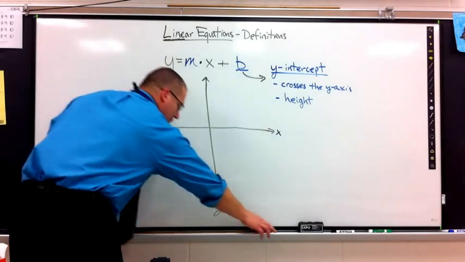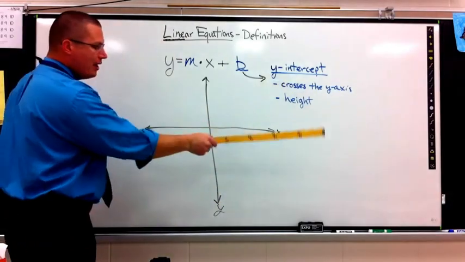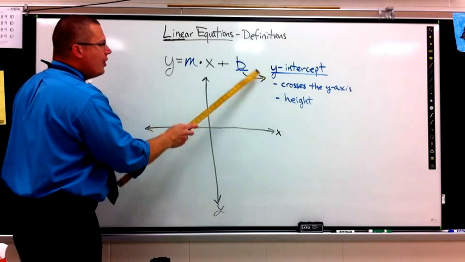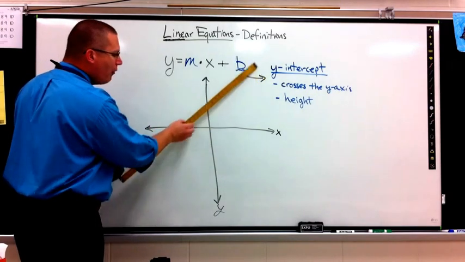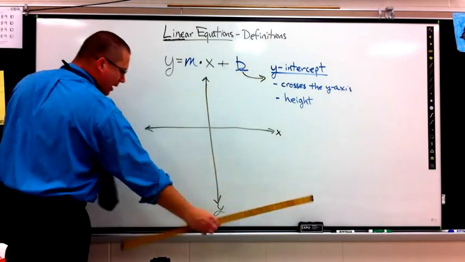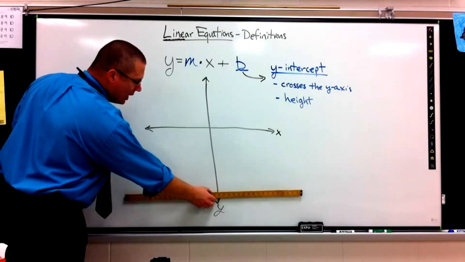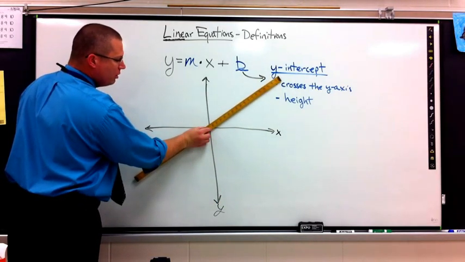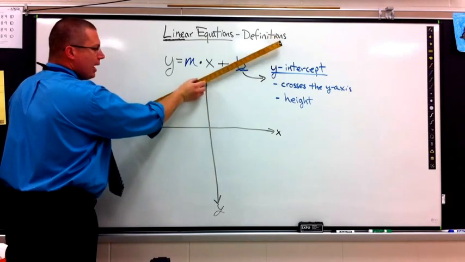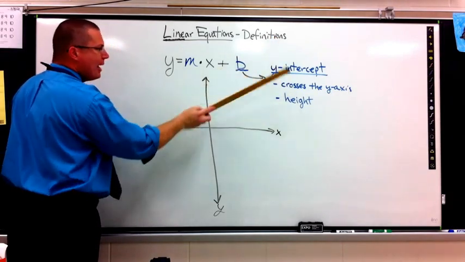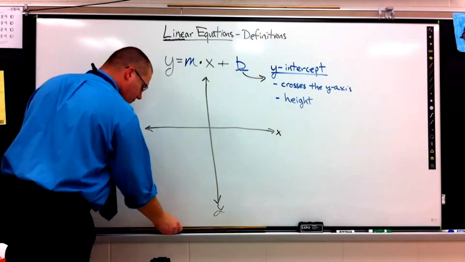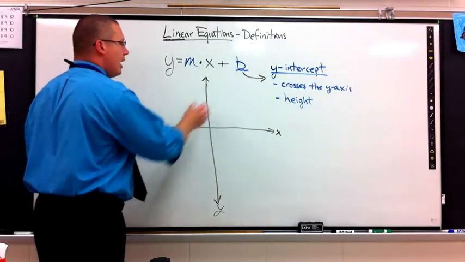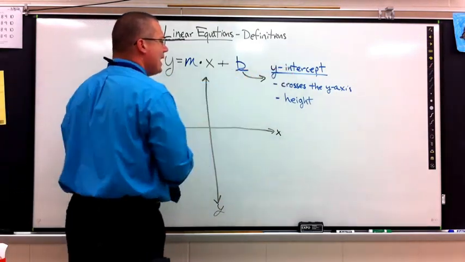So what does that mean? If I take a look at my graph and this is my line, this added number tells me how far up and down my line should be, whether it's way down here or somewhere in the middle or actually at zero, zero, or up here. My line can move up and down based on the added number. That is the added number, it's called the y-intercept.